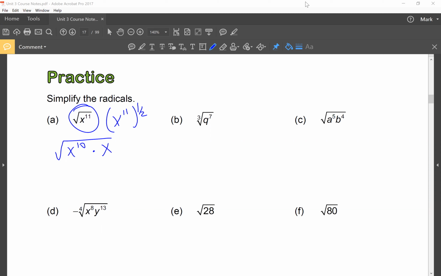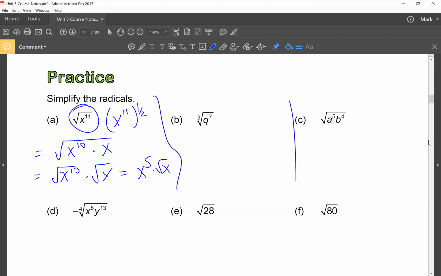So this becomes the square root of x to the 10 times the square root of x, which is going to be x to the 5 times root x. x to the 10 times 1/2 is a 5. So x to the 5 times x. Let's look at another one. How about I do question C?